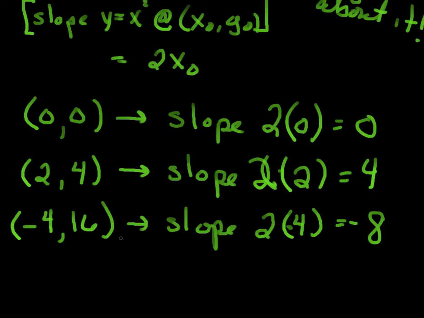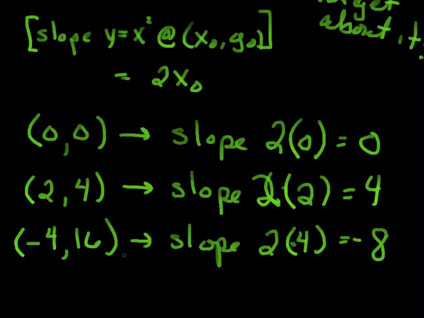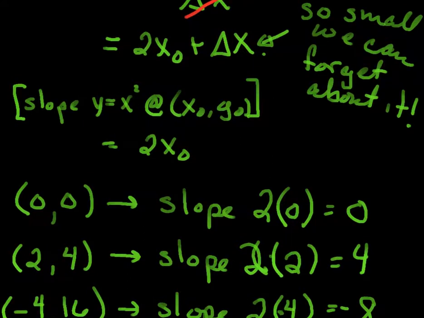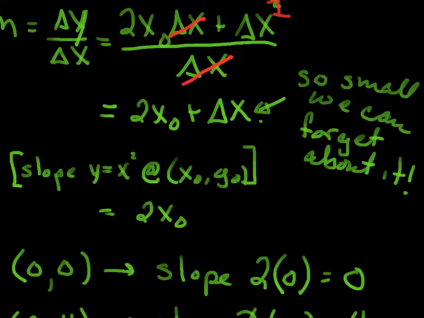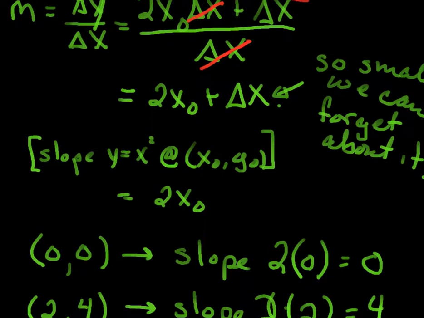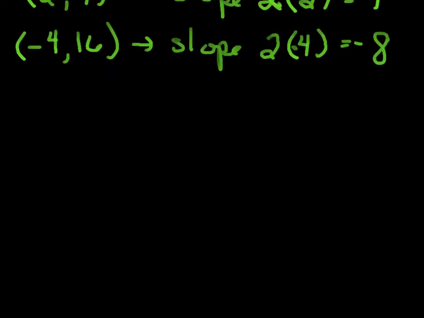So in the last video, we talked loosely about how to find the slope of a curve. And we really just looked at one example, y equals x squared. If you recall, the key idea was that after doing all the algebra, we had this delta x. I said, well, let's make delta x so small we can forget about it. Now, let's formalize. What do we mean we can forget about it?